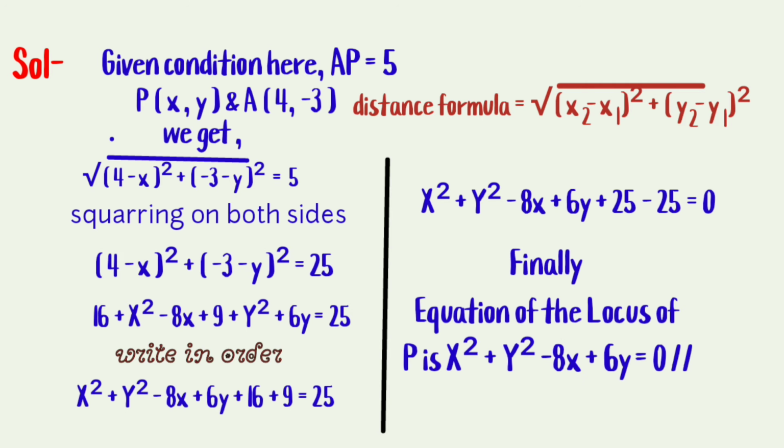Finally, we get the equation of the locus of P as x square plus y square minus 8x plus 6y is equal to 0. That's it. The 25 minus 25 gets cancelled. So this is the locus of P for the given condition.